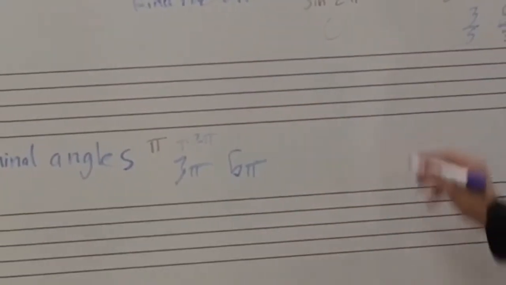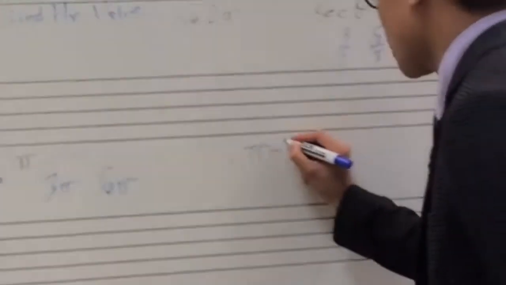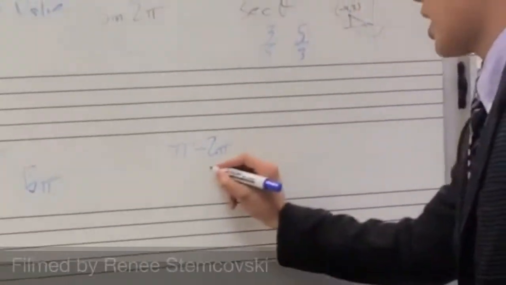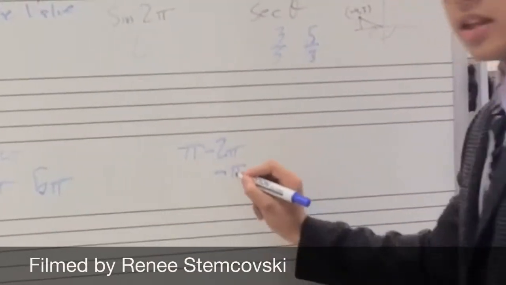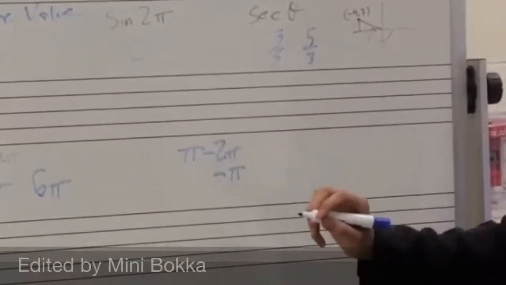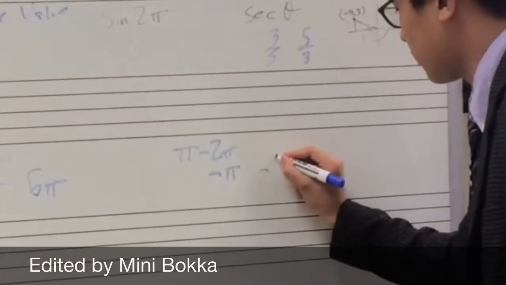To find the 2 negative, you want to get pi and subtract 2 pi from that. So you'll have negative pi, and then to find the next one, subtract 2 pi again, which will be negative 3 pi.